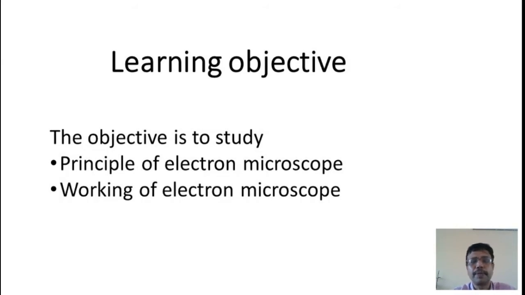Then in this class we want to study the principle of the electron microscope as well as its working. What is a microscope? A microscope is an instrument used to get a magnified image of an object. There are different types of microscopes: transmission electron microscope, scanning electron microscope, generally called electron microscope, optical microscope, compound microscope, and tunneling microscopes, etc.